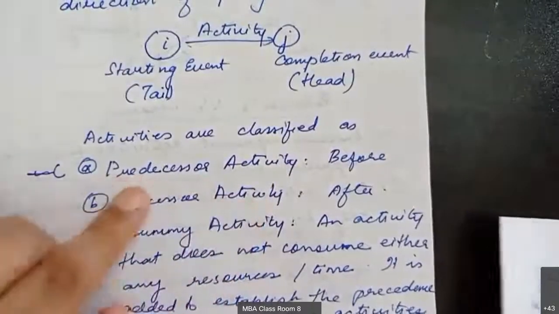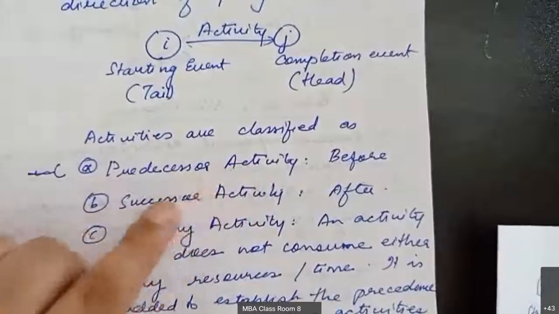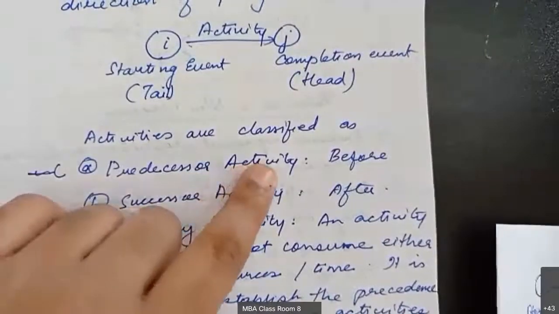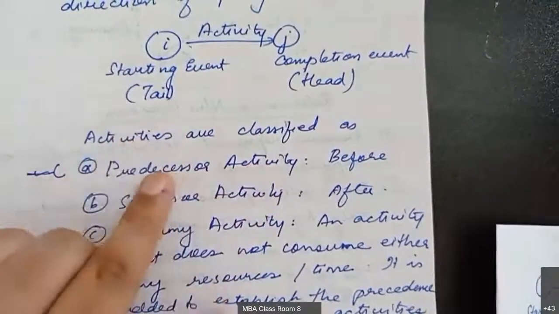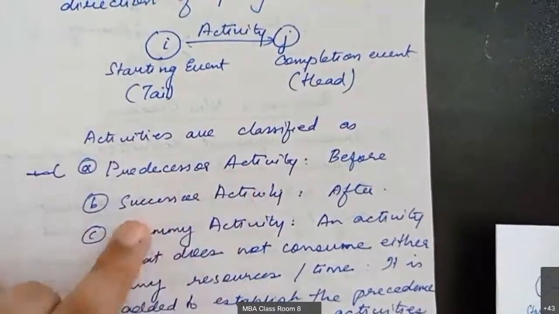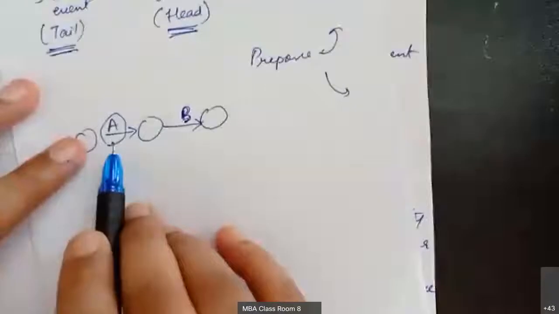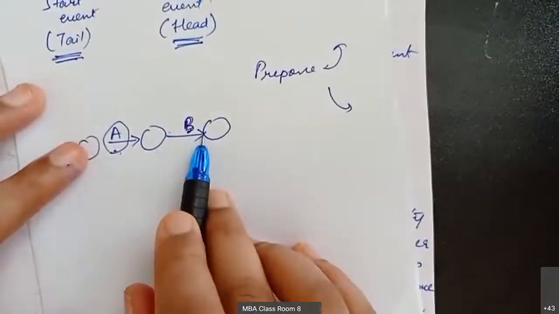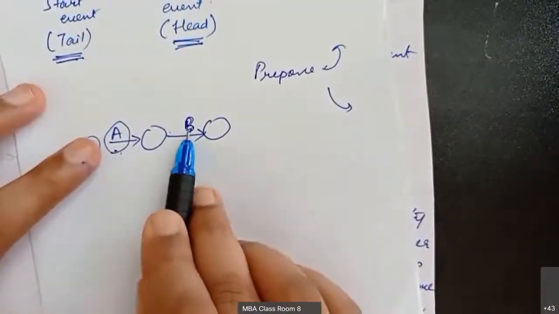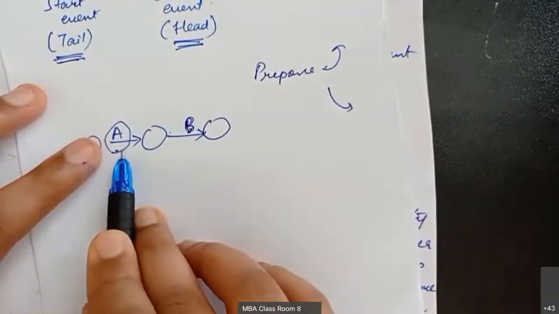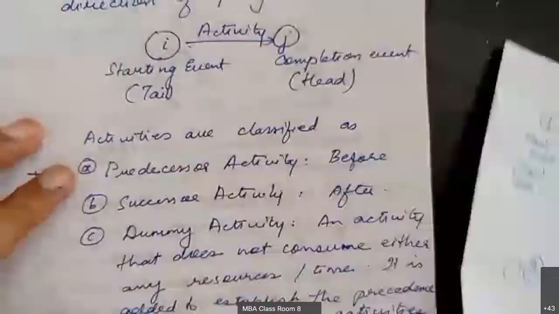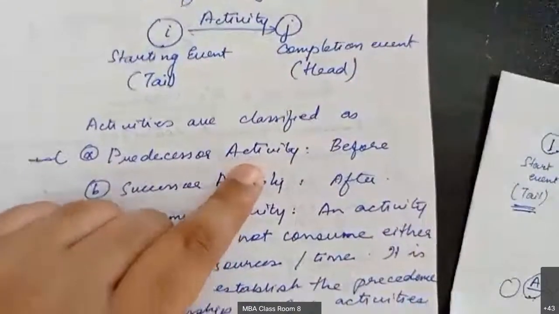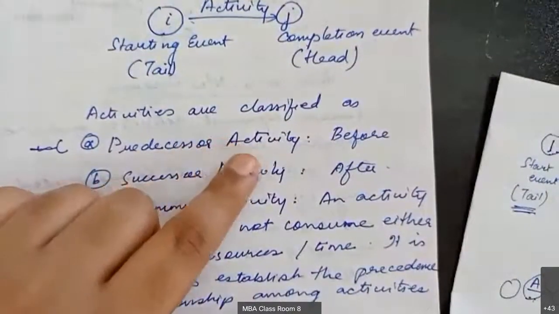Next one, successor activity. For problems, we'll be using this predecessor term. Predecessor means B has to be completed only after A. So that is the meaning of predecessor activity. Now, what is a successor activity? Same thing. After A, which activity follows? So B is the successor activity of A. For problems, you have to see predecessor activities. Everywhere, predecessor activity will be given in problems.